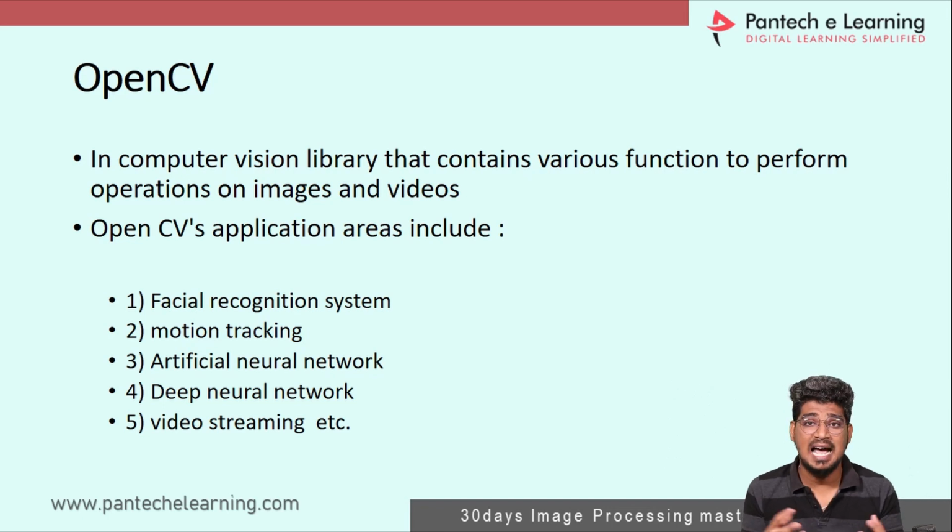There are many applications using OpenCV related to face recognition, object detection, motion tracking, artificial neural networks, deep learning neural networks, and video streaming. All of these are applications of computer vision. We have many applications in the current situation, which is why we call it one of the technologies in artificial intelligence.